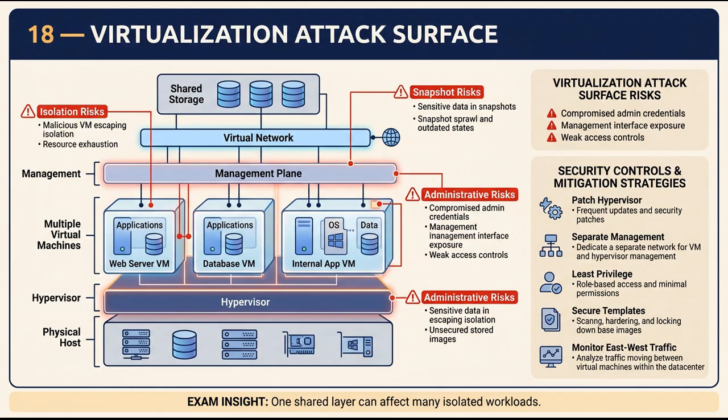Old snapshots may contain credentials or sensitive data. Unmonitored east-west traffic can allow movement between virtual systems. Controls include patching and minimizing the hypervisor, separating management networks, requiring strong authentication, applying least privilege, protecting templates and snapshots, encrypting storage, and monitoring virtual network traffic. Keep host functions limited and avoid unnecessary software on the virtualization platform.